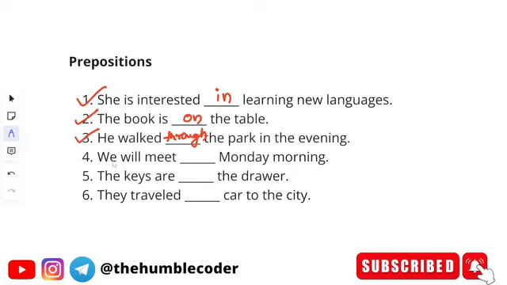Next, see the next question. We will meet dash Monday morning. The correct answer will be we will meet on Monday morning. Next question is, the keys are dash the drawer. The correct answer will be the keys are in the drawer. And we have the last question based on prepositions, that is, they traveled dash car to the city. The answer will be they traveled by car to the city.